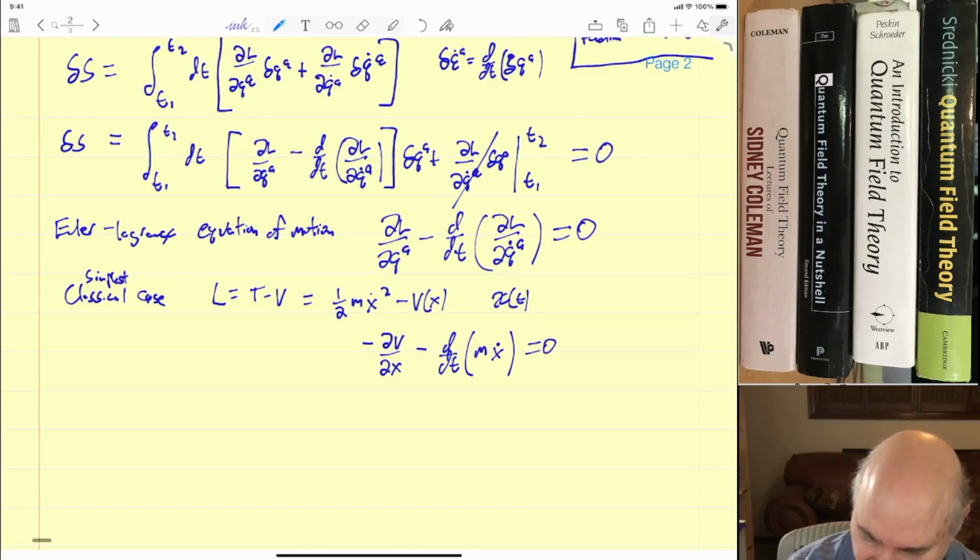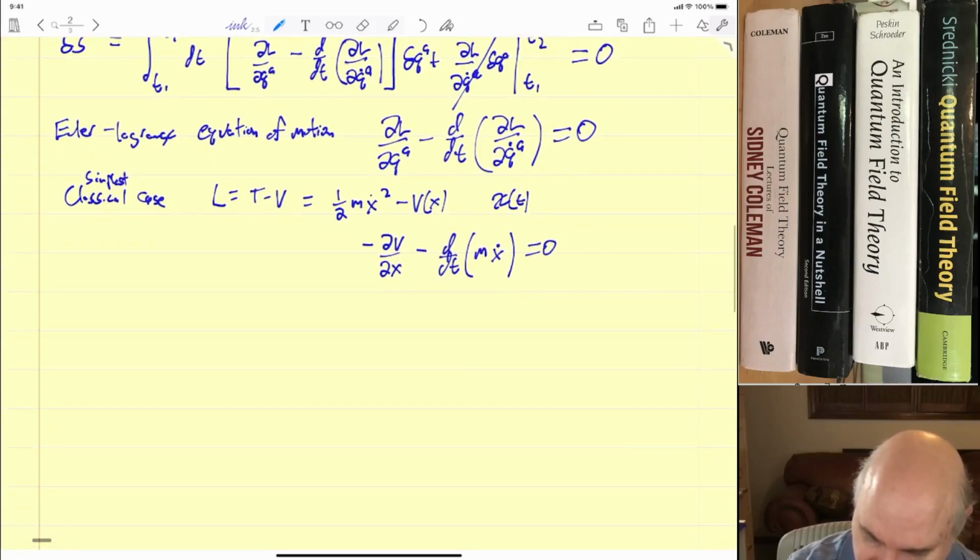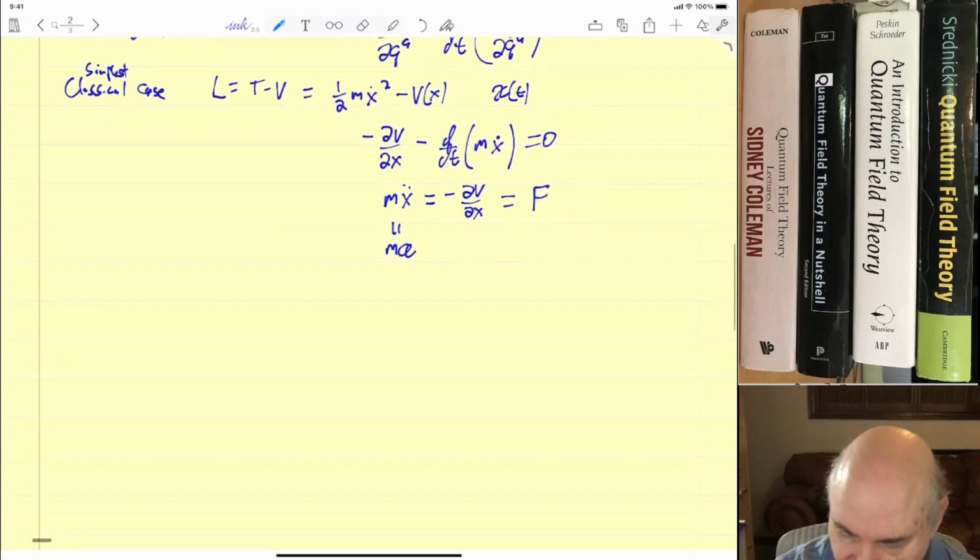So this equation is the same thing as m x double dot is equal to minus the partial of V with respect to x. Minus the partial of V with respect to x is defined as the force, and this is mass times acceleration. So we get Newton's second law.